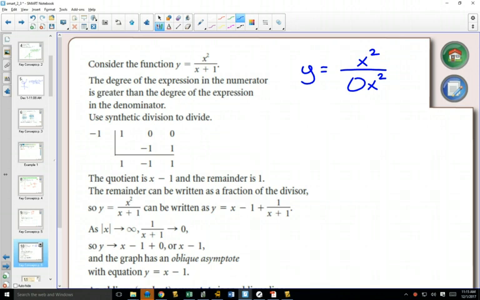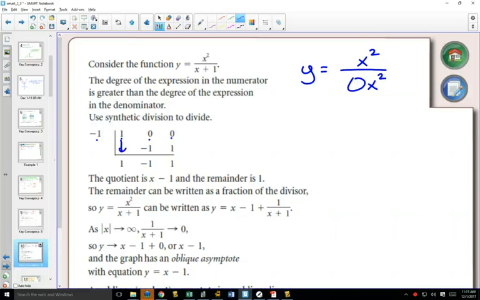You first have to check and make sure you do all the work first, make sure there's no holes and anything like that. In this case, nothing simplifies. There's no holes, so this one will have an oblique asymptote. To find the equation of your oblique asymptote, you're going to use synthetic division or long division. If we divide x squared by x plus 1 using synthetic division, that would be a 1, 0, 0, because there's x squared plus 0x plus 0. If you're dividing by x plus 1, you'd put a minus 1 out in front.